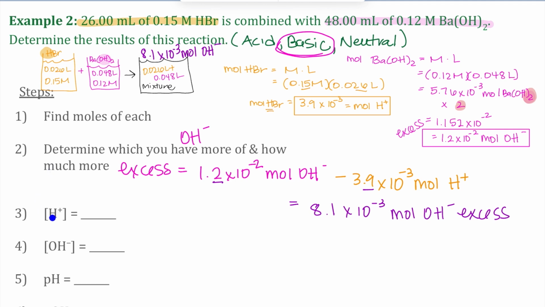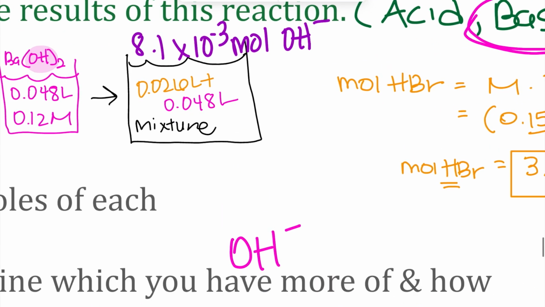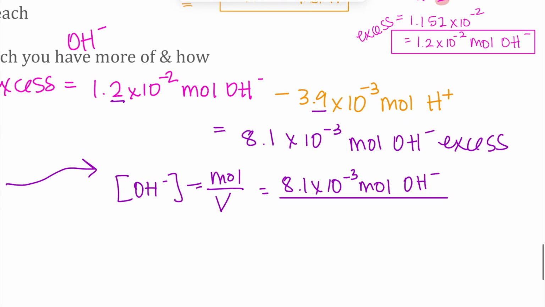Now we can find the OH concentration by doing moles of excess divided by our volume of solution. So we've got that 8.1 times 10 to the negative 3 moles of our OHs all over the volume of our solution. Remember, we put both of these together, so now I need to look at the sum of those volumes. I have that total volume, and that's what I'm going to put down here.